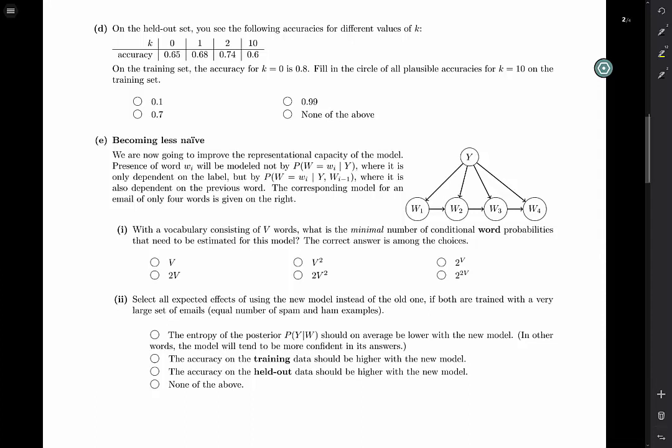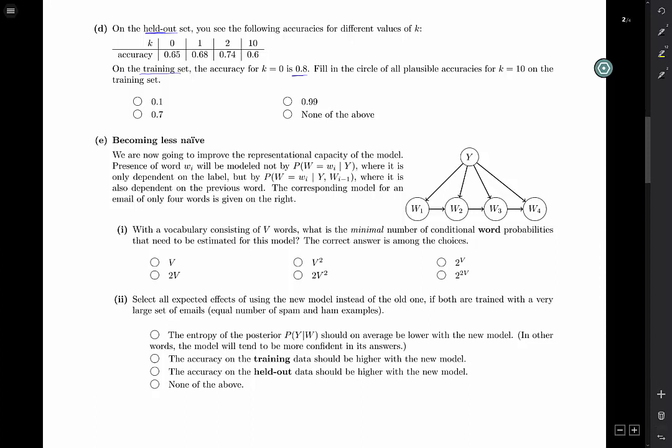Okay, so now let's look at question D. On the holdout set, you see the following accuracies for different values of k. So there's the holdout set. Now on the training set, the accuracy for k equals 0 is 0.8. Fill in the circle of all plausible accuracies for k equals 10 on the training set. So let's just go and eliminate some of them.